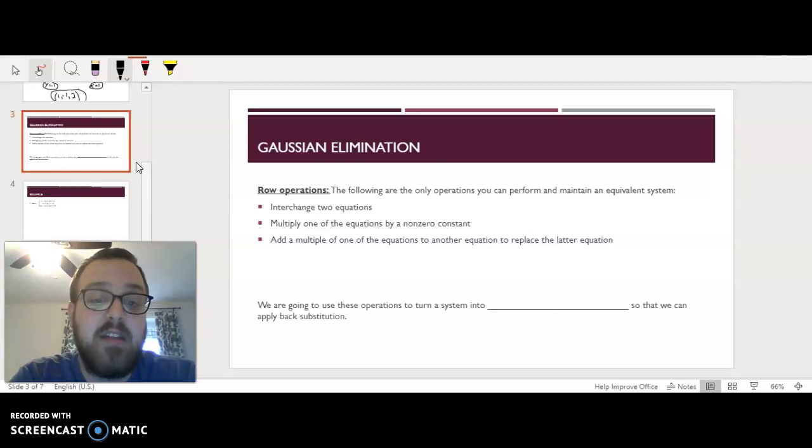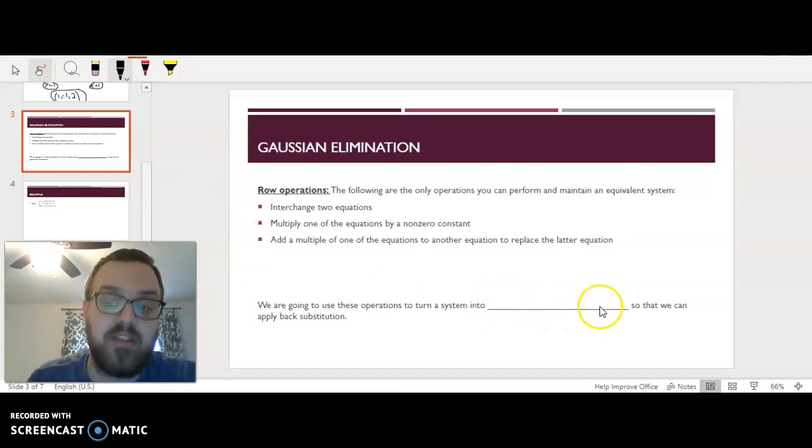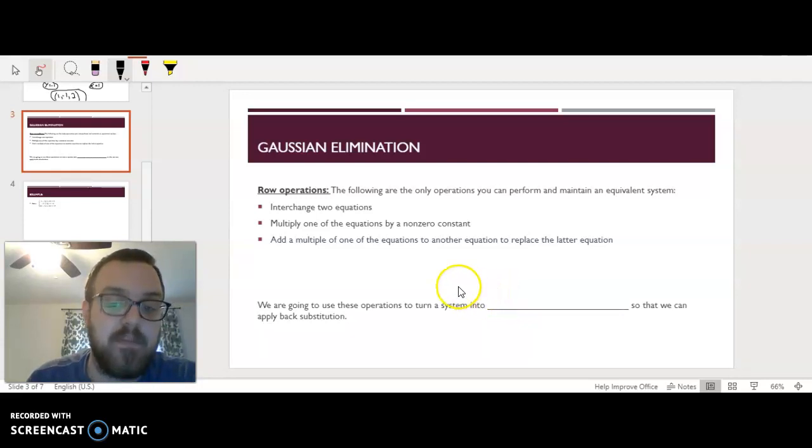And then last but not least, you can add a multiple of one of the equations to the other. I can say, hey, I'm going to add row 1 and row 2 together and get the equation I'm looking for. Again, you did that when you did elimination with two equations, right? I multiply these so they line up, and now I do row 1 plus row 2, add these two equations together, and get a new equation. Again, we are going to use these operations to turn the system into a back substitution system, and then we can easily solve. So that's kind of our goal.